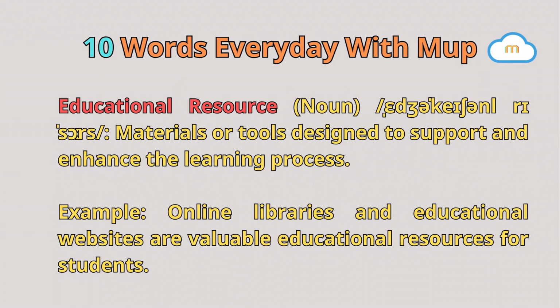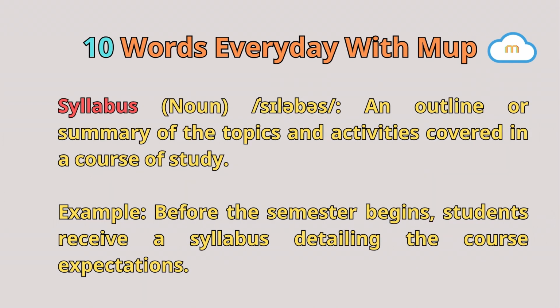Educational resource. Definition: materials or tools designed to support and enhance the learning process. Example: online libraries and educational websites are valuable educational resources for students. Syllabus. Definition: an outline or summary of the topics and activities covered in a course of study. Example: before the semester begins, students receive a syllabus detailing the course expectations.